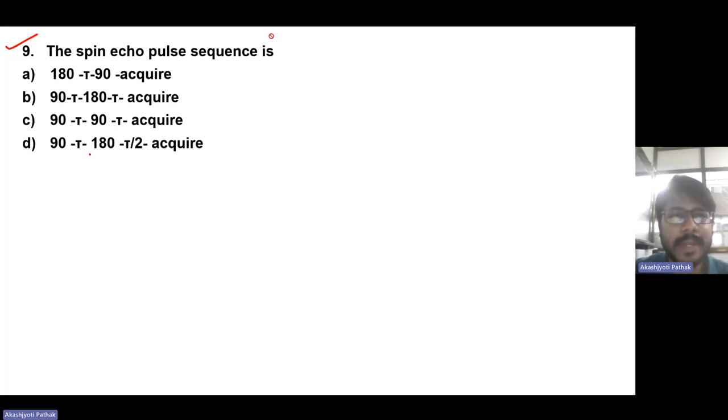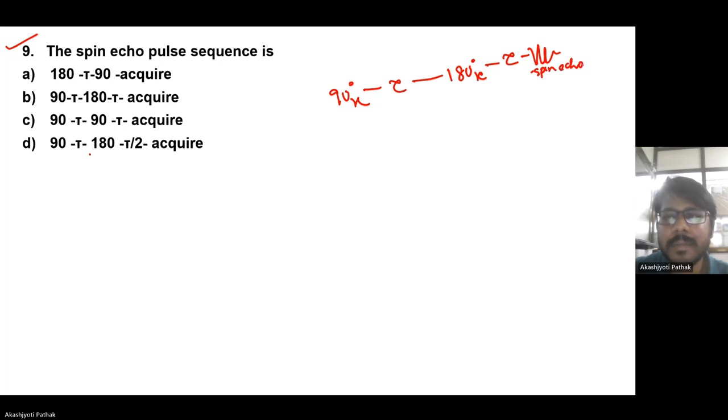So what are we doing in the spin echo experiment? First we apply a 90-degree X pulse. Then we give a delay of tau seconds. In this tau, the nuclear spins will start dephasing. Then we apply a 180-degree X pulse, and after it a delay of tau seconds is given. In this tau, there will be refocusing of the signal, and then we record the spin echo signal. So now you can answer this question.